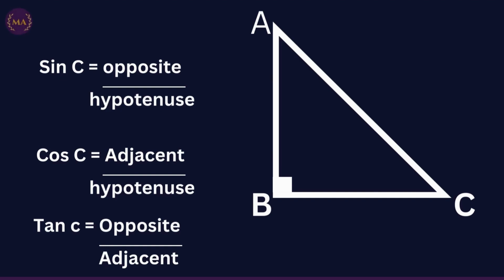First is sine theta. Here we are considering angle C, so we write it as sine C. If I'm considering angle A, it will be sine A. So what is your sine C? It's opposite upon hypotenuse. So we'll take the side that is opposite to C upon hypotenuse. Cos C, that is adjacent upon hypotenuse. And tan C, that is opposite upon adjacent.